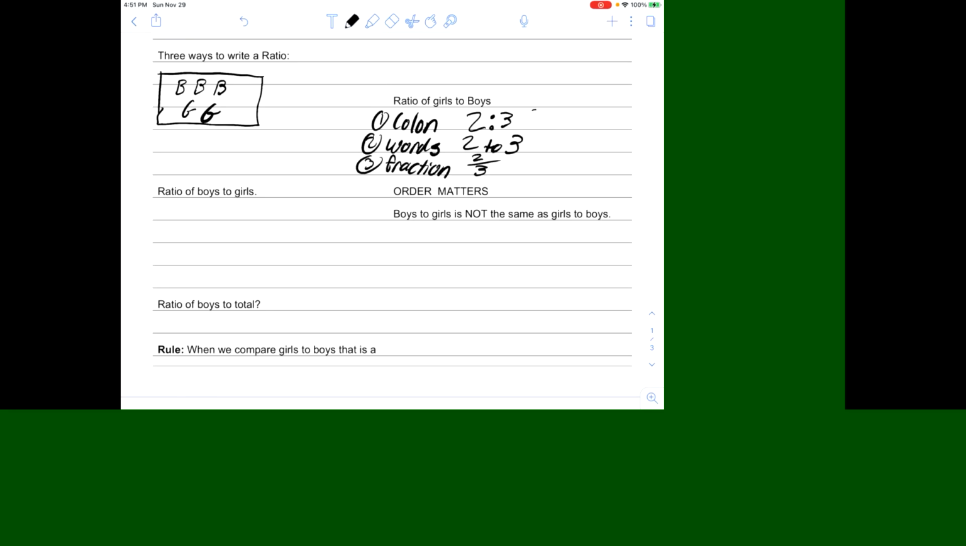This is really, really important. This is a question that will show up on a test, on a quiz, anything like that. When you're asked what are the 3 ways to write a ratio, the 3 ways are with a colon, with words, and with a fraction.